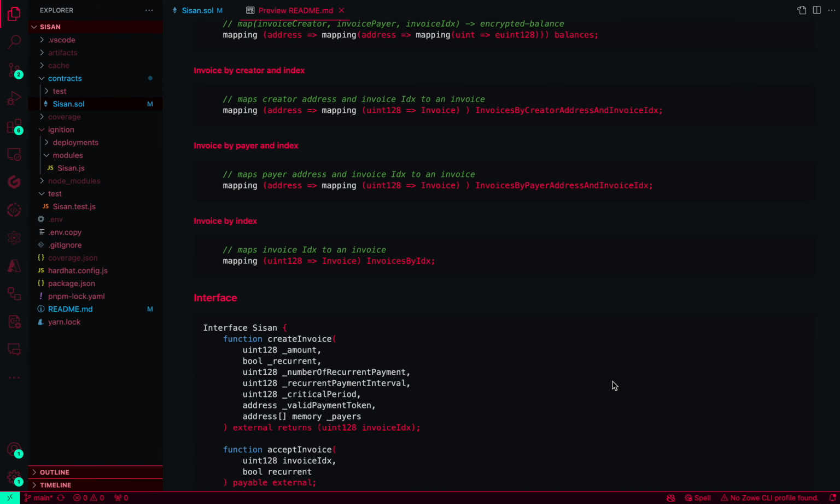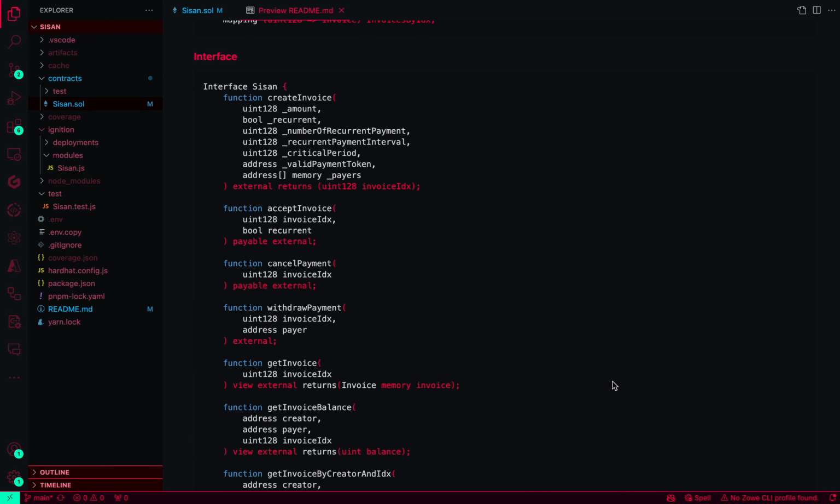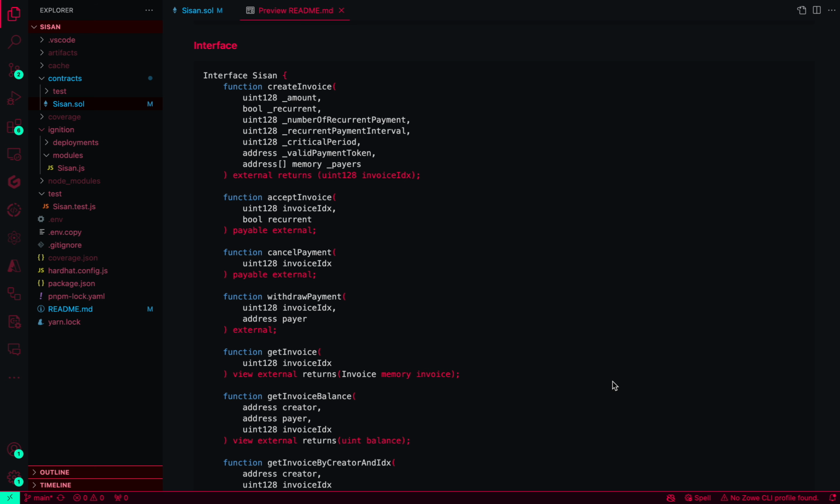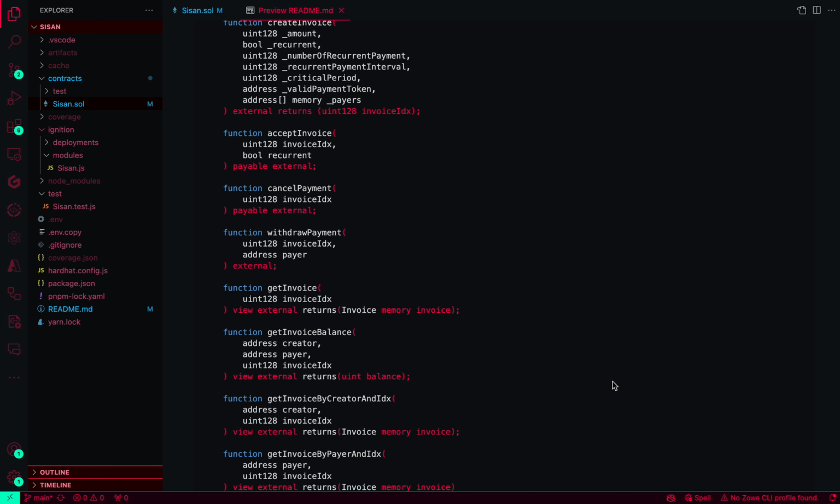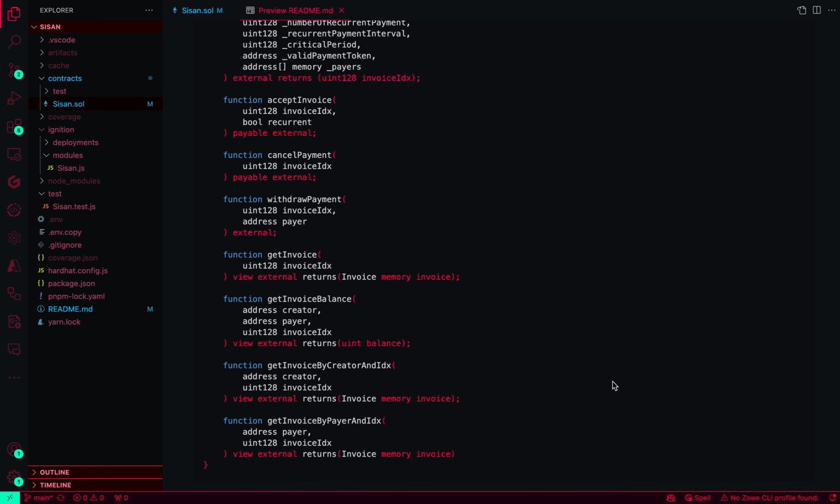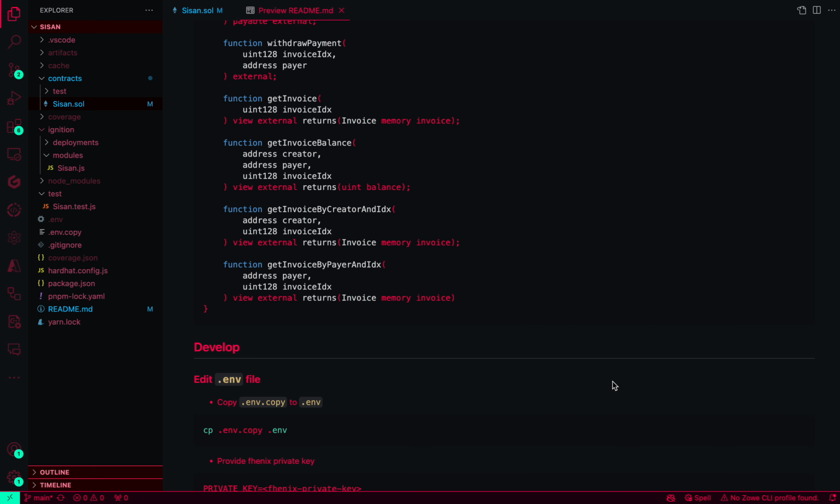So this is an interface that describes the functions available: create invoice, accept invoice, cancel payment, withdraw payment, get invoice using the invoice ID, get invoice balance, get invoice by creator and index, and get invoice by payer index.